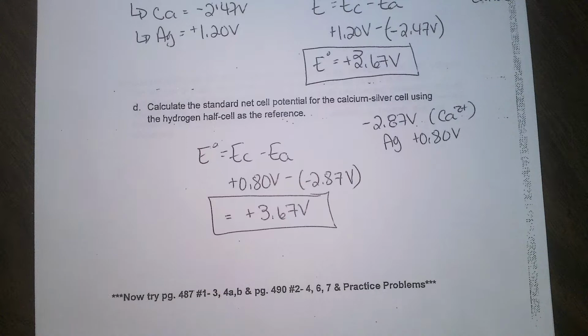It's relative because you're basing it on another half reaction. Because you have a standard reference value taken into account. Whether you use hydrogen's half cell or you use another one, everything becomes relative to that number. The reaction between calcium and silver is going to have a net potential of 3.67 volts. Okay?